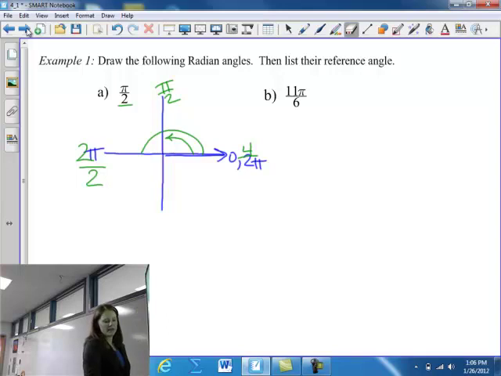So you just took half of it? I just took half of it. That's easy. I like this in red here. So pi over 2 is basically 90 degrees.